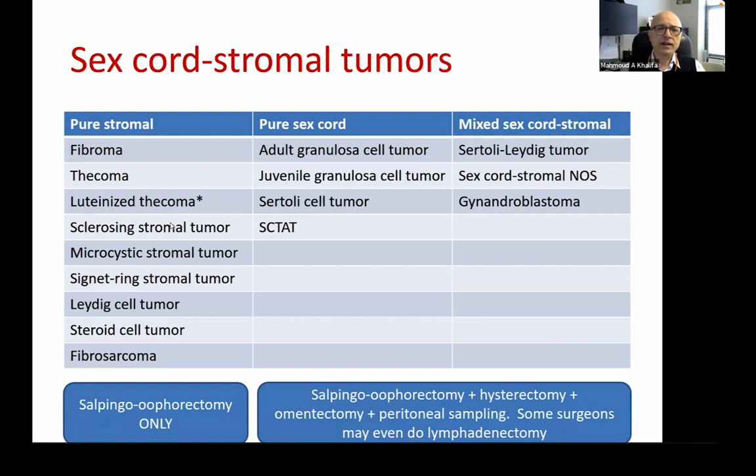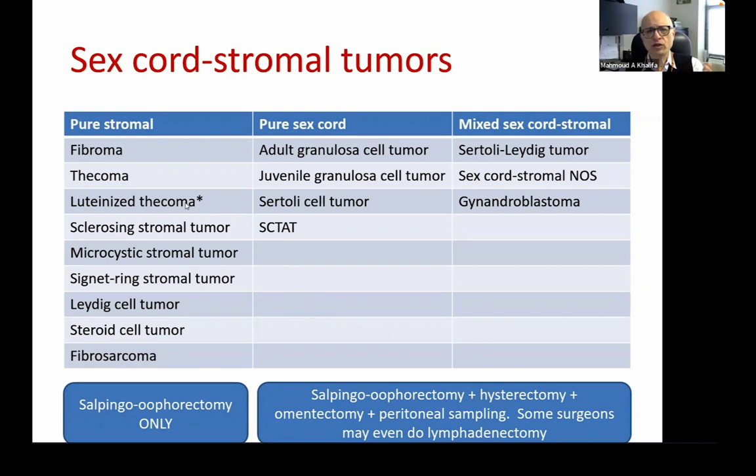So the difference between these two is the management. If you make any of these diagnoses on the left, salpingo-oophorectomy is the only treatment needed. But once you cross that line and you make any of the diagnoses on the right, then it is a lot more than salpingo-oophorectomy. It's hysterectomy, it's omentectomy, it's peritoneal sampling, and as I said, some gynecologists will even do lymphadenectomy. It's a very serious diagnosis. So it is very important to distinguish between these two.